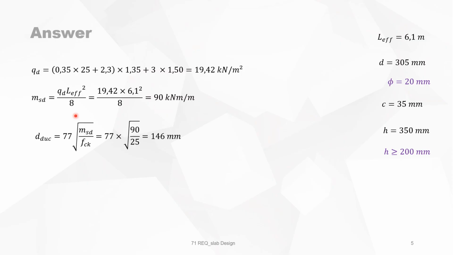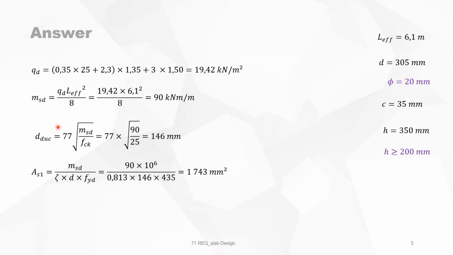And when we have the bending moment, we can now calculate the needed effective depth for ductility, to guarantee that there is enough ductility, which is given by this formula. Taking note that MSd in this formula is in kilonewton meter per meter and fck is in megapascal. So the needed ductility depth is 146 millimeters. The corresponding reinforcement is then the bending moment divided by the lever arm and divided by the yield strength of the concrete, of the steel, sorry.